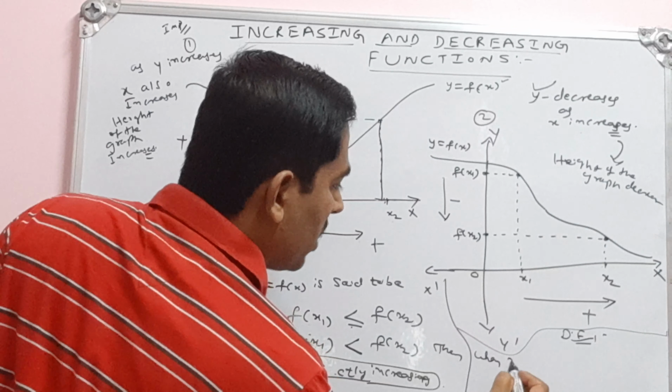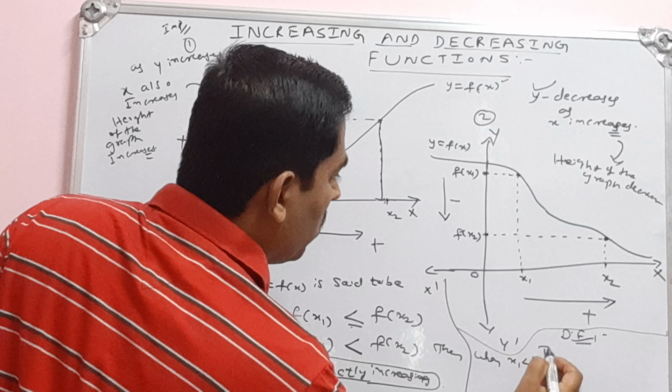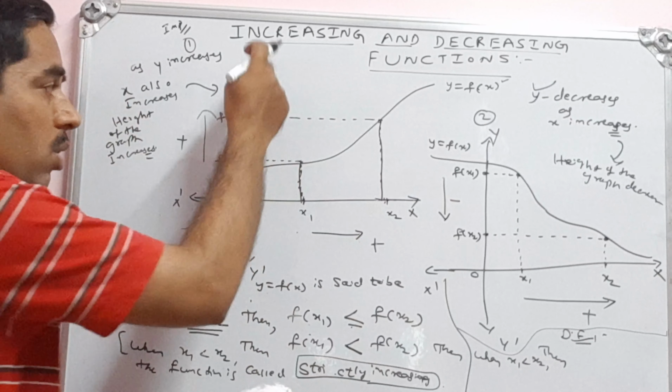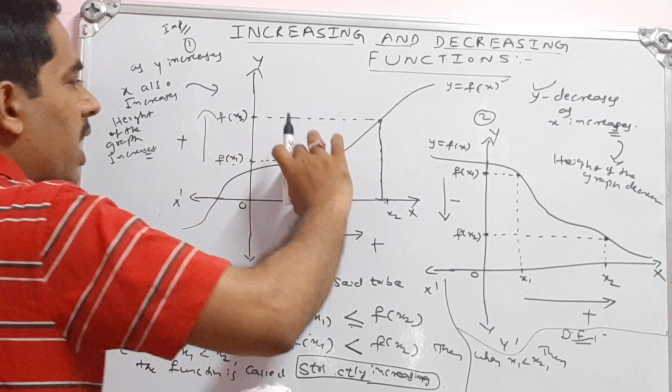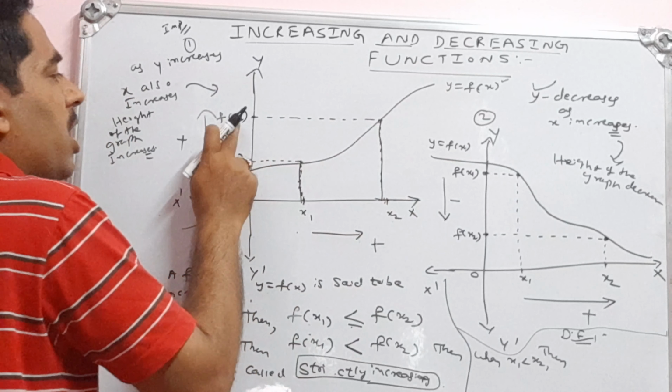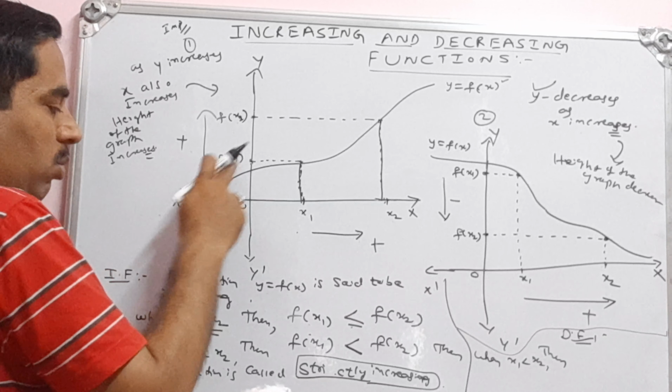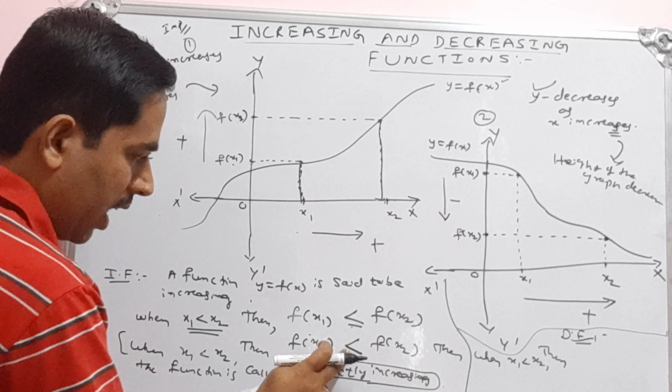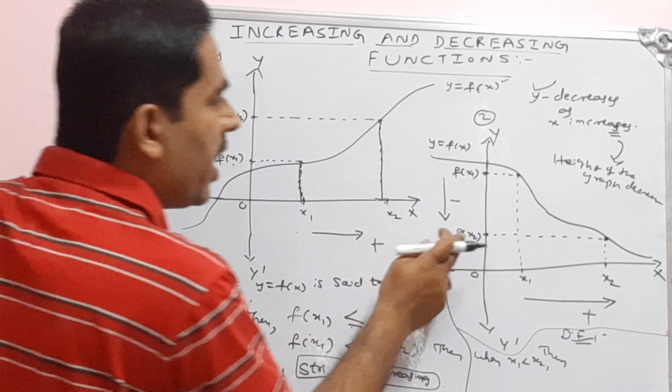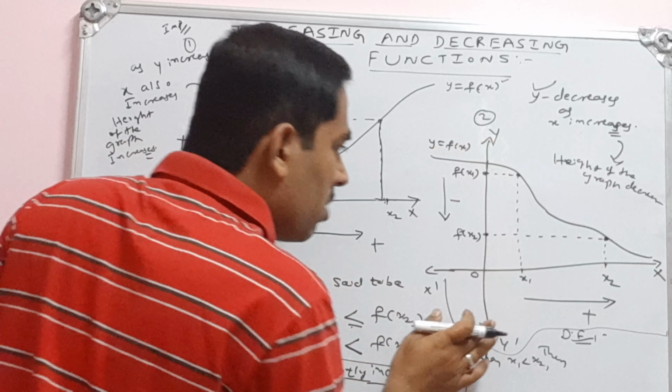As x increases, that is when x1 is less than x2, observe this. Once again, let me repeat it. Here, the height goes on increasing. That means f of x2 is greater than f of x1. So here, the value of y decreases and the value of x increases.